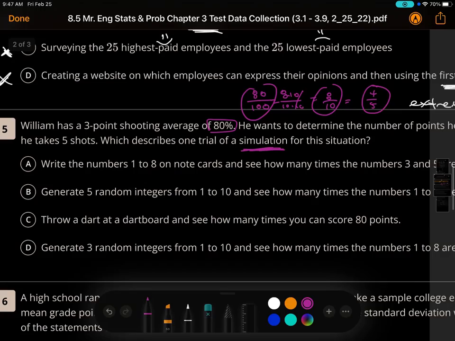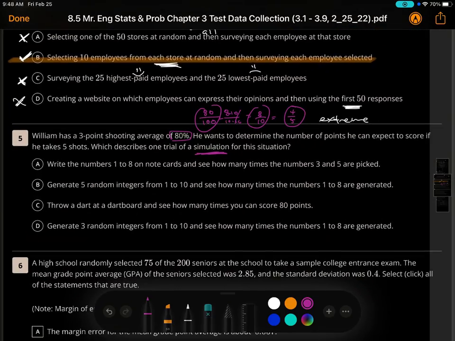A, write the numbers 1 to 8 on note cards and see how many times the numbers 3, 4, and 5 are picked. Or 3 and 5. So this would be 2 out of 8 numbers, and this would only give me 25%. So that would be a big no.